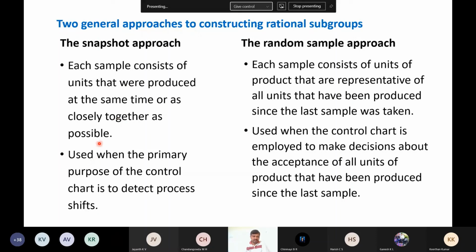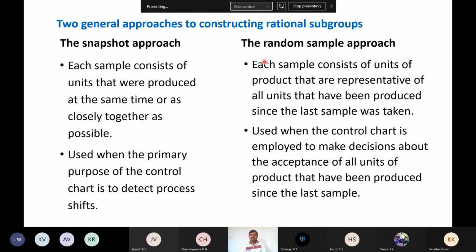This approach is used when the primary purpose of the control chart is to detect process shifts. So here you can find when the process has shifted, whether after 1 hour, 2 hours, 3 hours, or 4 hours. That you can analyze with the help of this snapshot approach. Next, there is one more approach, the random sample approach.